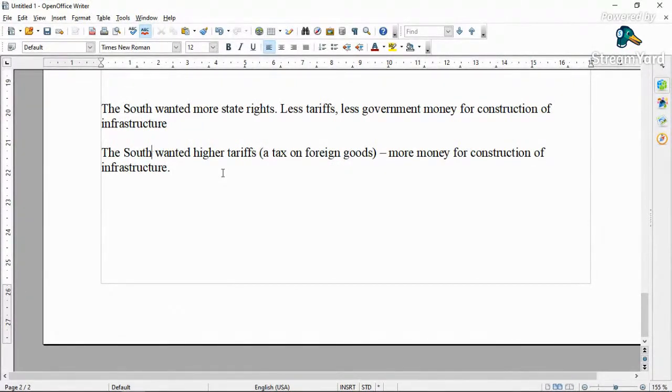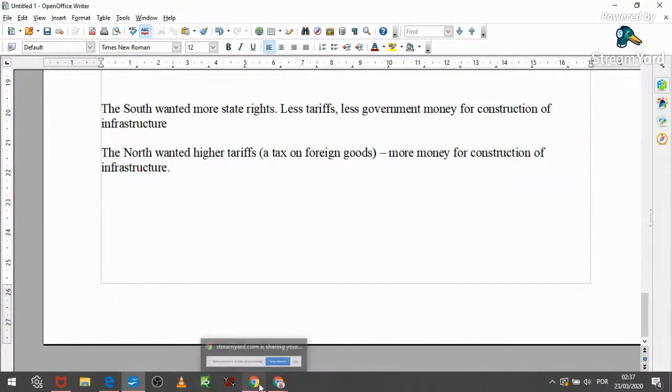And if you are paying attention, you will see that Mr. Ray wrote the South 2 times, but I fixed it. So the North won the Civil War. So this is what happens. Okay, this is what happened.